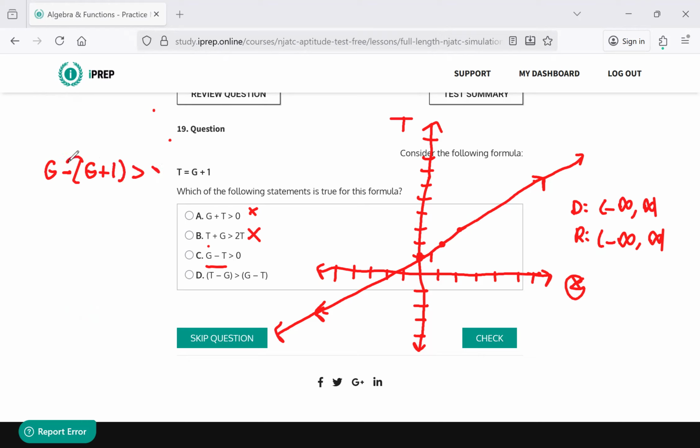Let's see. So if I distribute this minus, this is going to be negative g minus 1, and then you have a g here. Is that greater than 0? So this cancels. And then you're left with negative 1 is greater than 0. Is this true? No, that's false. Negative 1 is definitely not greater than 0. So you can forget about C.